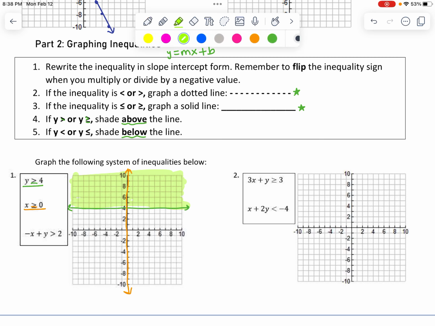And now we're going to shade. This one says x is greater than or equal to 0. So where are the x's greater than 0? That's on the right side of the graph. So we're going to shade to the right of this line here.